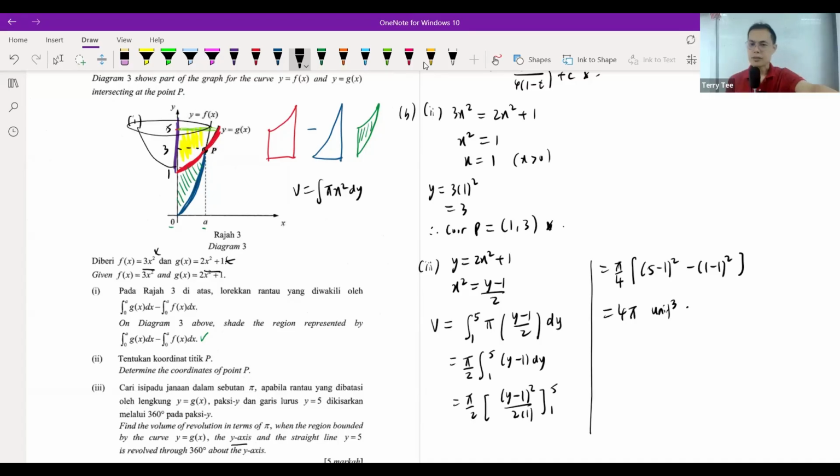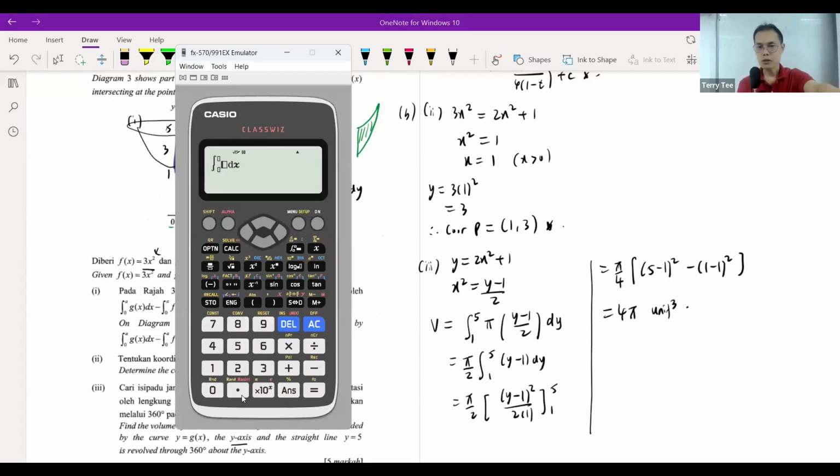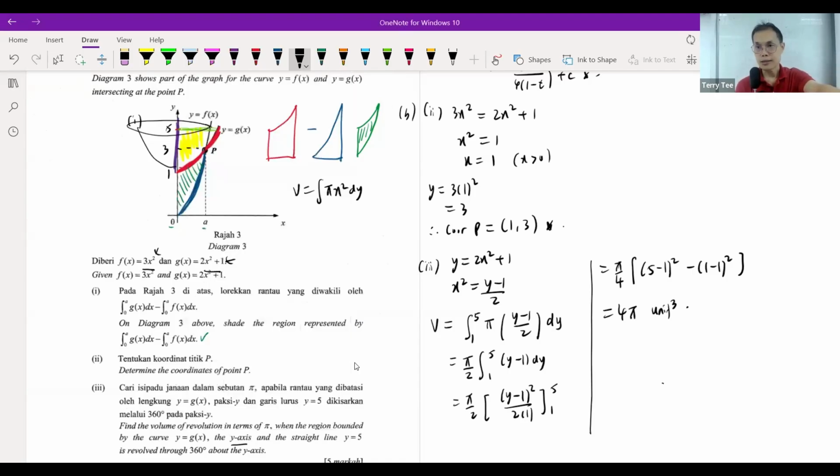I think the marking scheme made a mistake. The marking scheme gave a different answer. If you don't believe me, you can just use your calculator. You can type in the integration, type in the whole function. But in your calculator, we don't use y, we use x. This will be (x minus 1) over 2. Your lower limit is 1, upper limit is 5. Just type in the calculator. See, the answer is 4. So it's 4 pi. Yep, that is the answer.